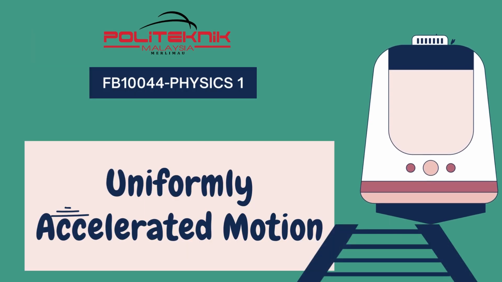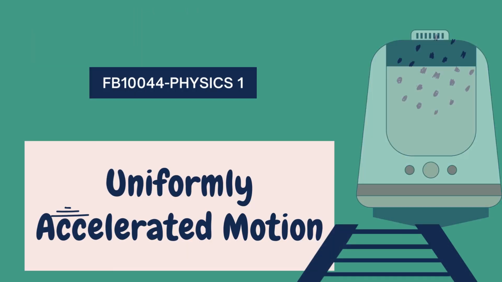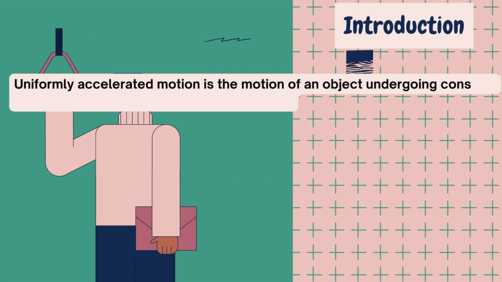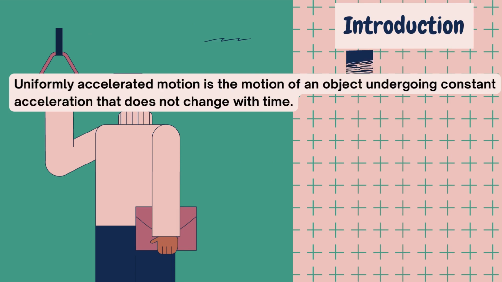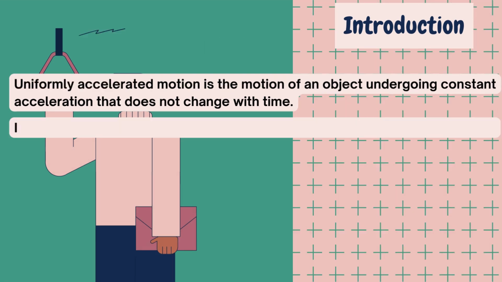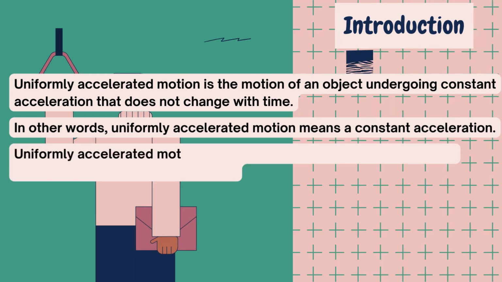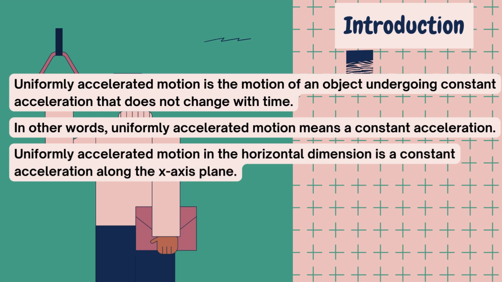Uniformly accelerated motion. Uniformly accelerated motion is the motion of an object undergoing constant acceleration that does not change with time. In other words, uniformly accelerated motion means a constant acceleration. Uniformly accelerated motion in the horizontal dimension is a constant acceleration along the x-axis plane.